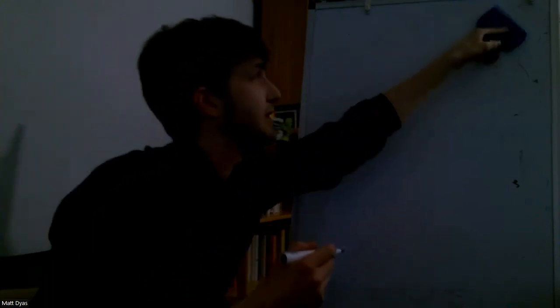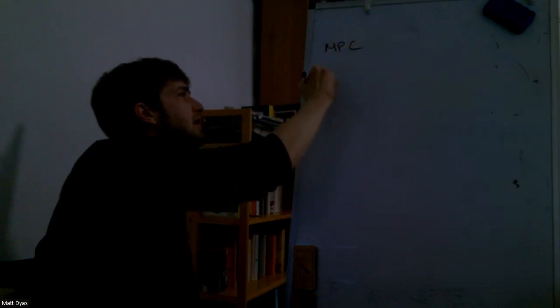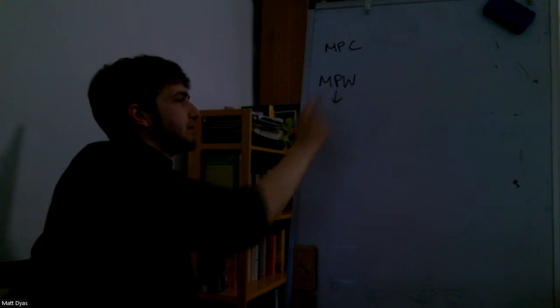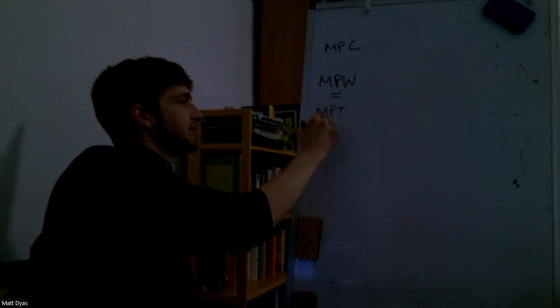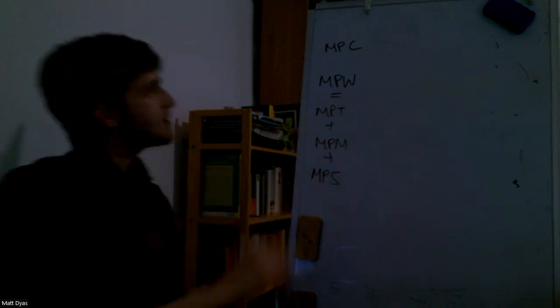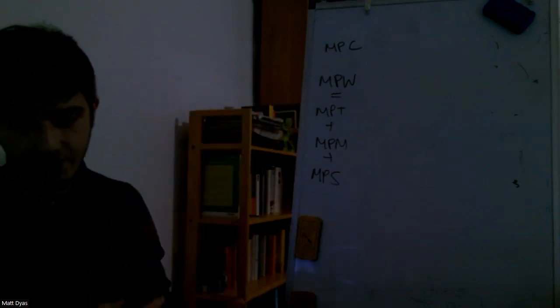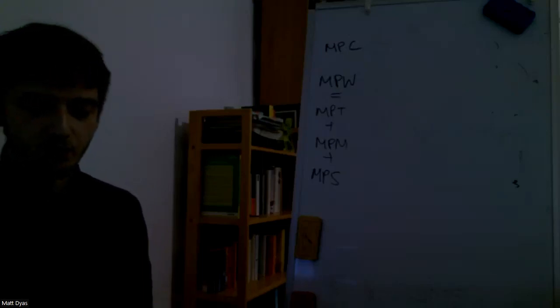Let's get on to the more mathsy side, where we have four values of interest: MPC, MPW, where MPW equals MPT plus MPM plus MPS. So the MP in each just stands for marginal propensity. This literally means proportion or percentage of the last unit, marginal of the last.